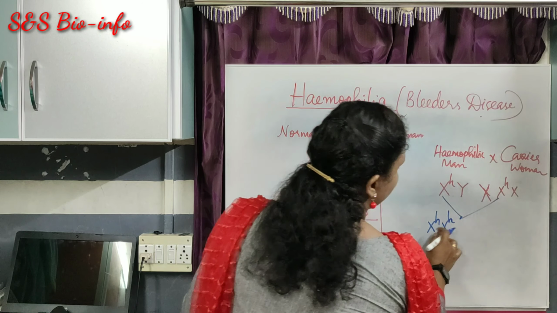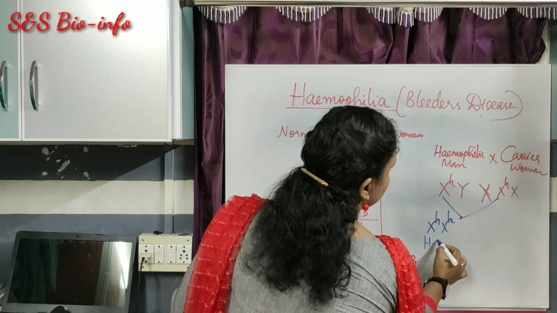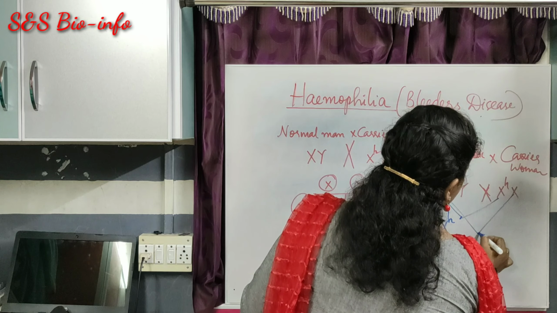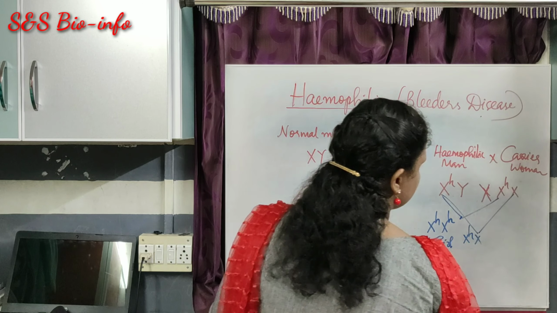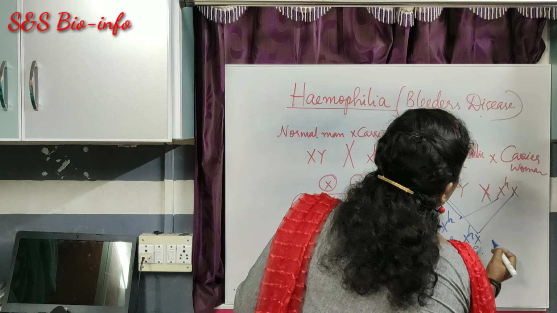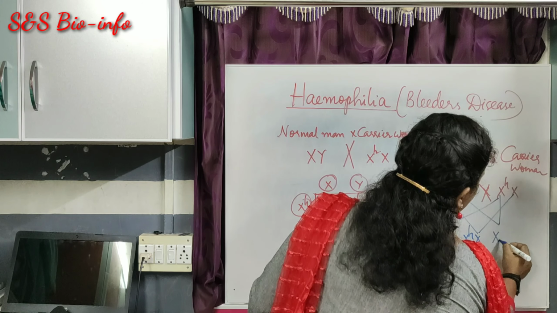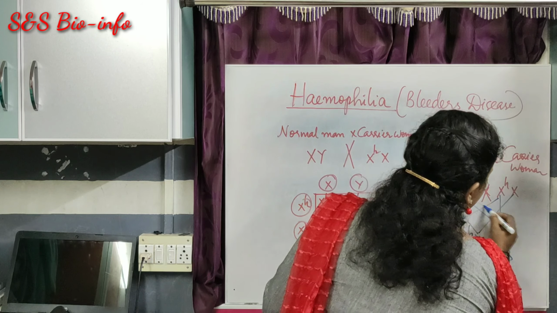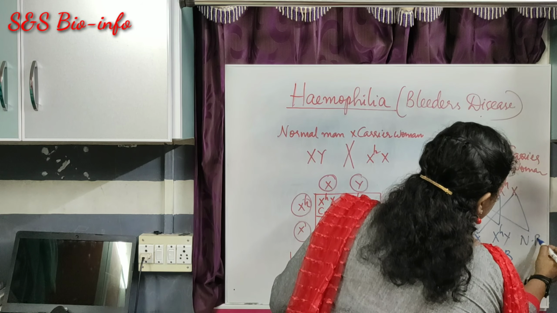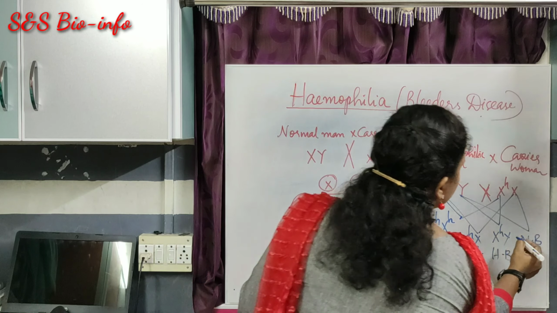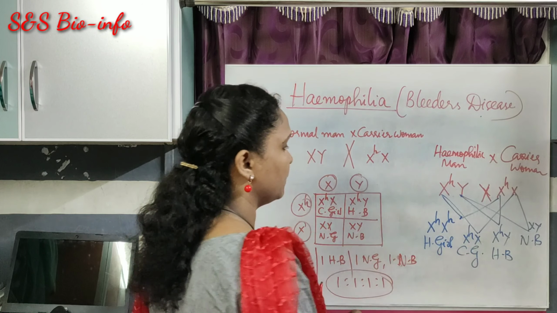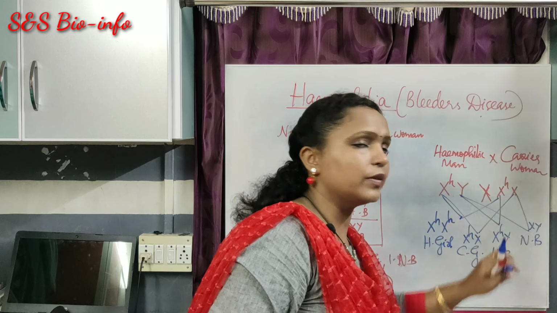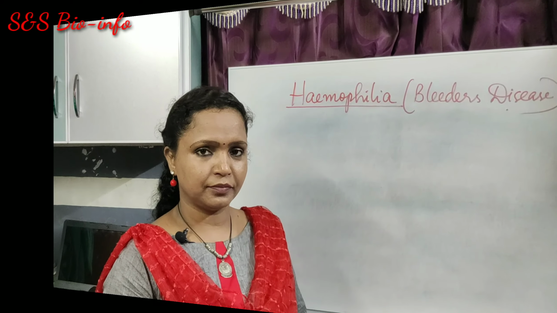Then what would be the genotypes of the young ones when we cross them? The possible genotypes are: hemophilic girl; second case, carrier girl XHX; third case, hemophilic boy; and fourth case, normal boy, that is XY. So these are the possible genotypes when a hemophilic man is crossed with a carrier woman.